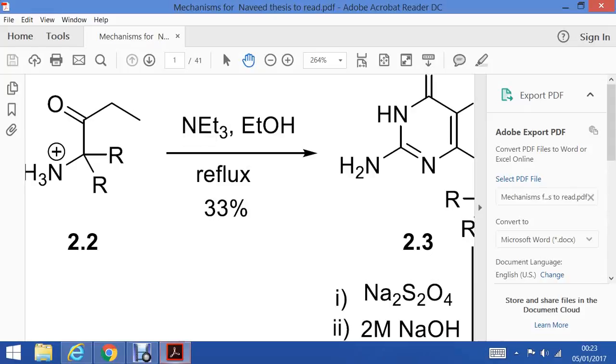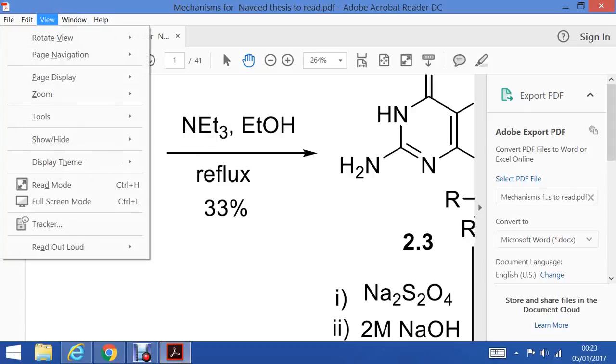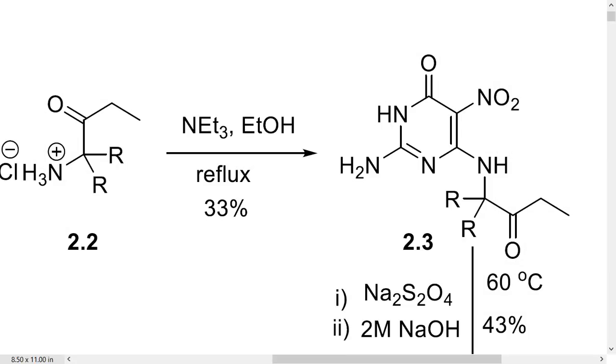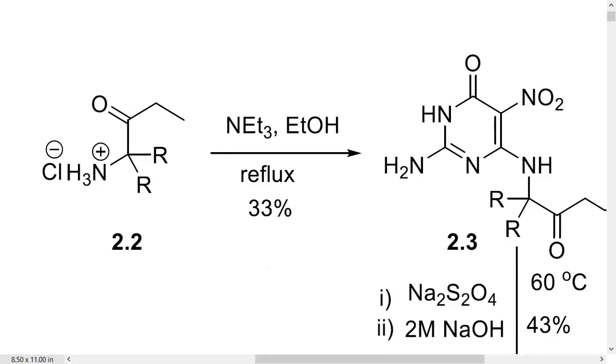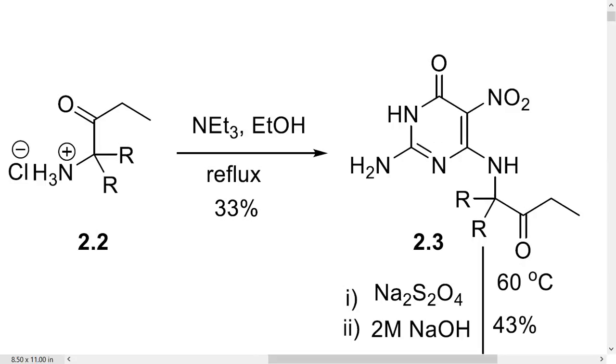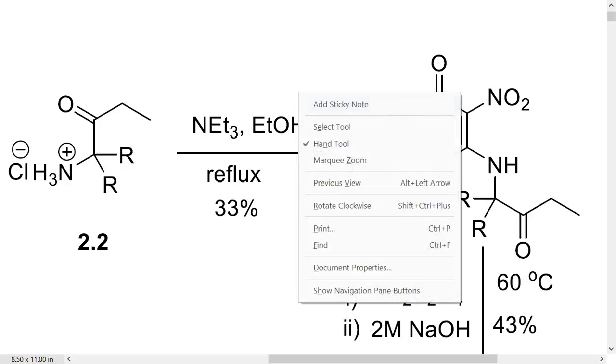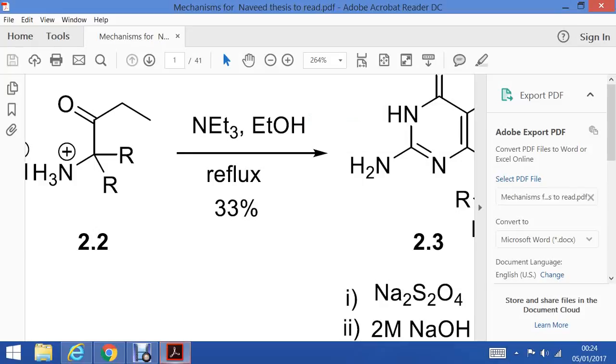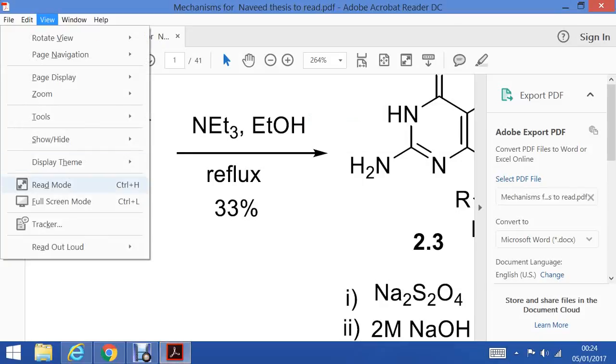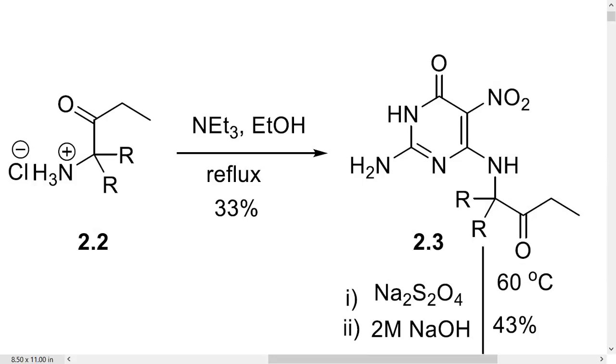You have triethylamine, and you do have reflux, 33% yield in ethanol. Only reflux. So with reflux, what happened? That's what I'm going to show you. So here to here, you have 2R here. You can set a methyl group, one ethyl carbonyl here.